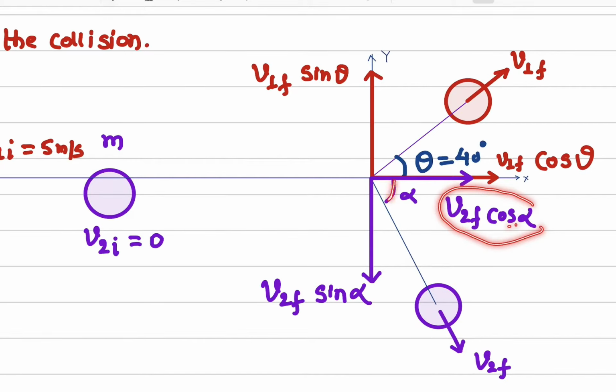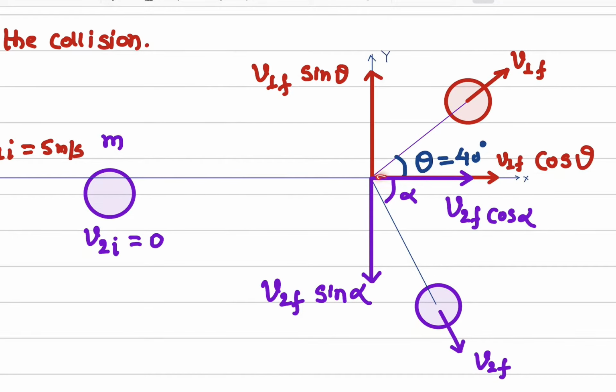Why cosine alpha? Because this is the angle alpha. And this component will be v2f sine alpha. If you can just draw this free body diagram, or the direction of the velocity along the x-axis and y-axis, then you're good. Then it is pretty simple.